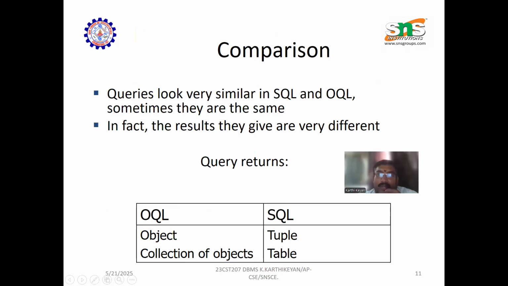This is a comparison of OQL and SQL. OQL has defined objects. In SQL, a row is called a tuple, and a collection of objects is called a table. This is a collection of objects in OQL. The queries look very similar, and sometimes they are the same, but in fact the results they give are very different.